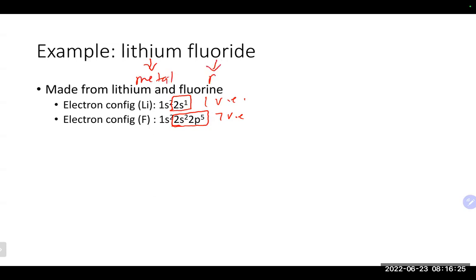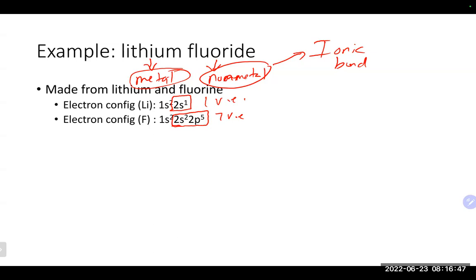This is a non-metal. And pretty much when you see that combination, that should scream to you that we are dealing with an ionic bond here. And that also should tell you that we're not going to have any type of sharing of electrons. We are going to have the transfer of electrons from the metal to the non-metal.